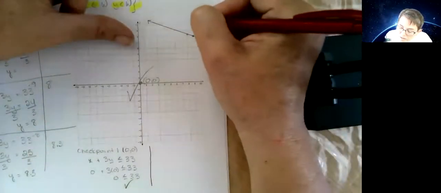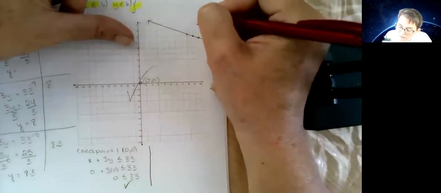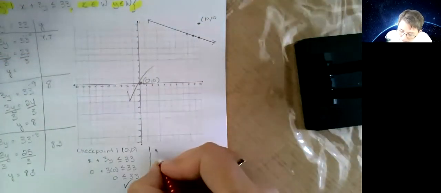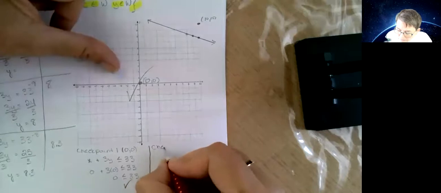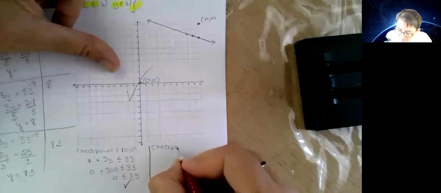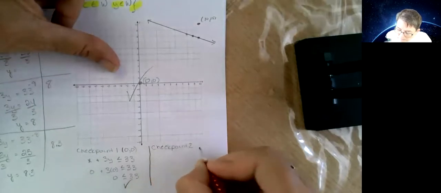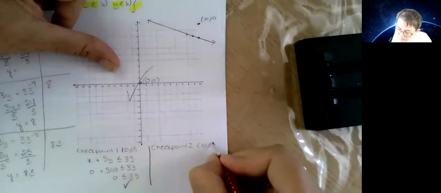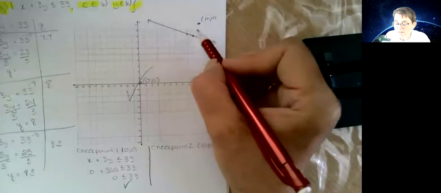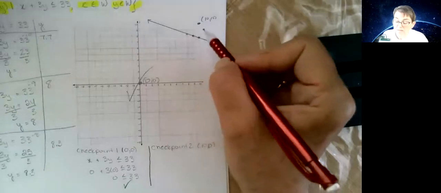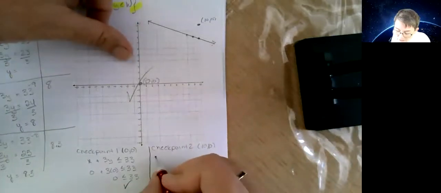We need to do a checkpoint. So we can use this point up here, 10 and 10. So checkpoint 2. Again, you guys can use any number up in this, anything above this line. It's just much easier for me if I use a double number.